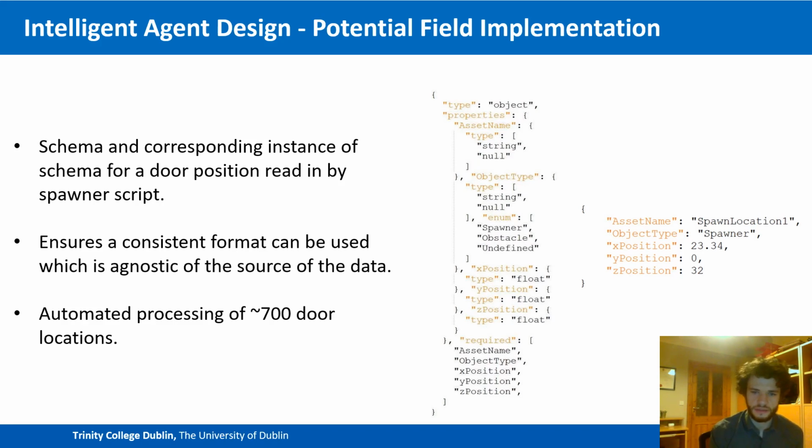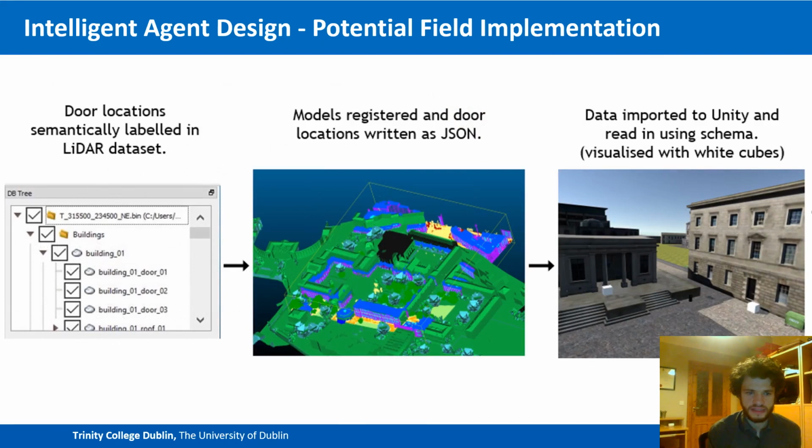Any existing data needs to be transformed into this format, and then it will integrate seamlessly with the existing simulation. We were able to process about 700 door locations automatically for this, which greatly sped up the process. The process is visualized here. We have door locations which are semantically labeled in our LiDAR dataset, models registered, and door locations are written in JSON format. Then this data can be imported to Unity, validated against the schema, and then used as part of the simulation.